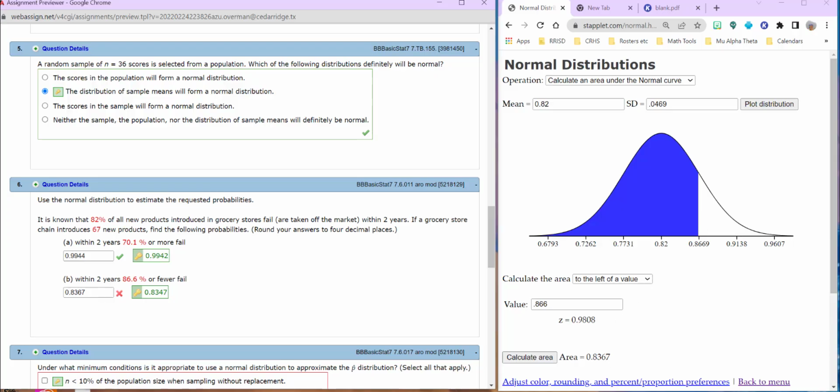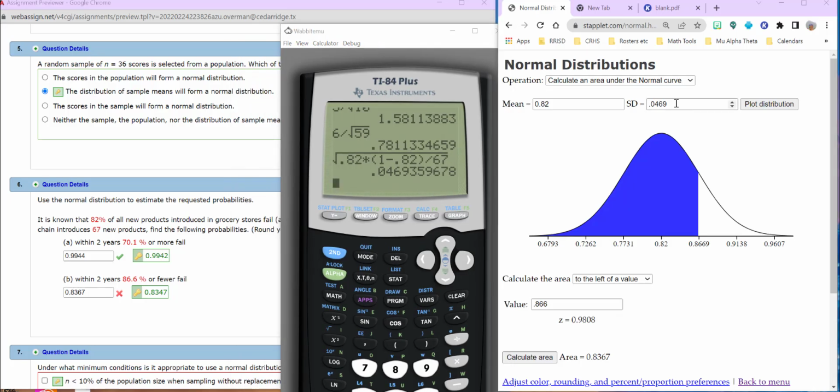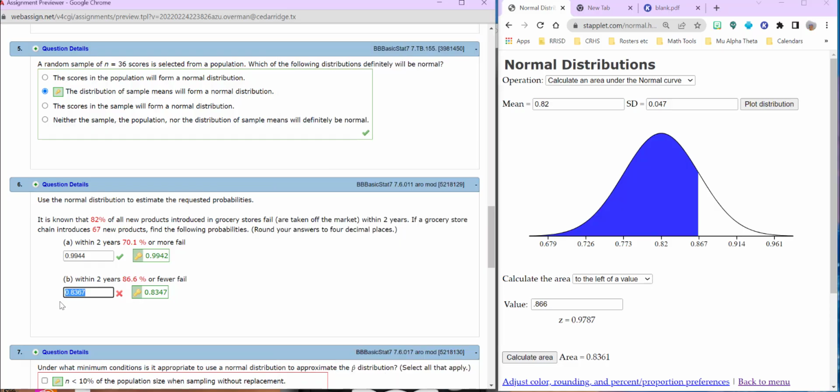0.8367. Let me look. Could be it's just being too precise. Let's try that. Calculate area. Oh, wait. And it's going down. So you want to, again, play with these. If you're having trouble, see, I'm still getting about 0.836 for 86.6% or fewer fail.